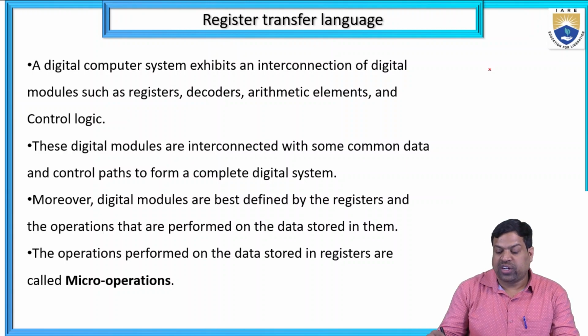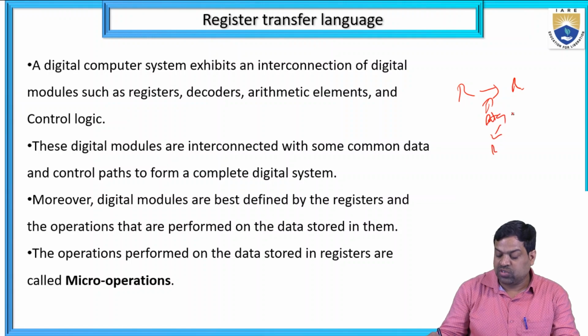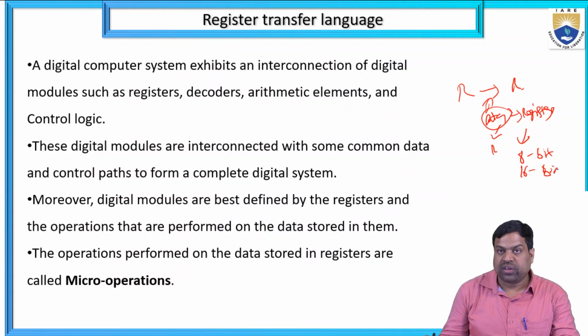In the register transfer language, we are transferring data from one register to another register. The data is always stored in registers. These registers may be 8-bit, 16-bit, 4-bit, like this. So register transfer is nothing but transferring the data from one register to another register, or from one form to another form. It is only possible with a digital computer system.